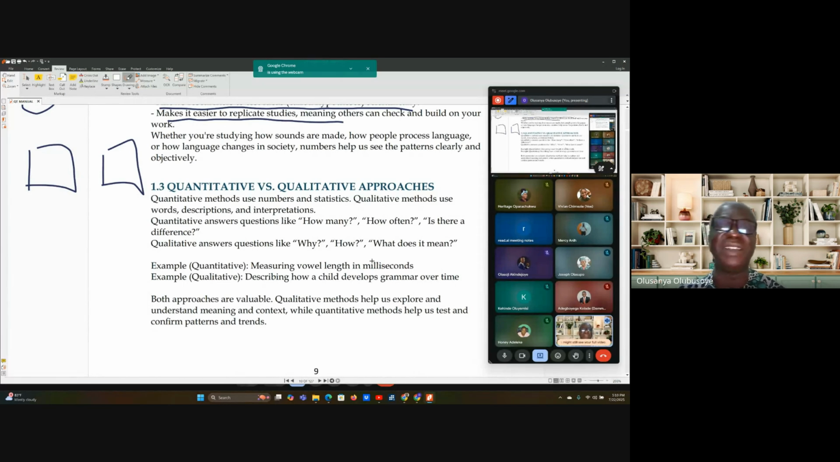And you have examples there, example for quantitative. Measuring vowel length in milliseconds will lead to numbers. You have to be precise. But for qualitative, for example, if you are describing how a child develops grammar over time, you will be describing the stages and so on, but they are not so precise. You can tell stories, but you may not even put any number there.